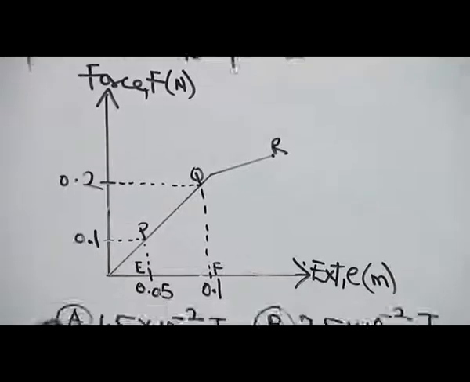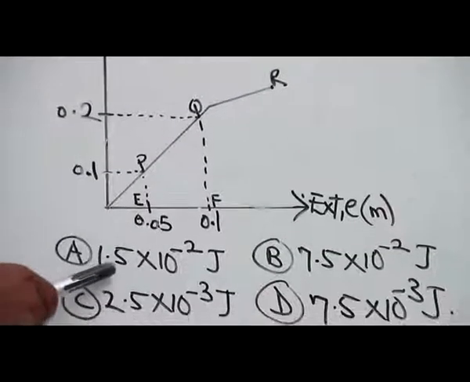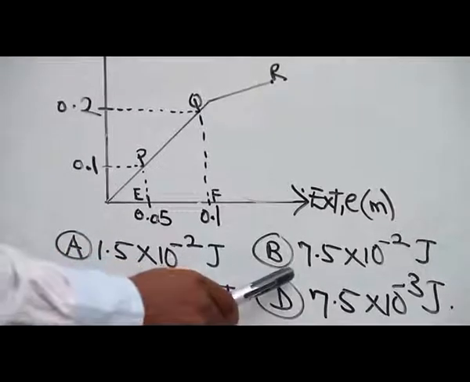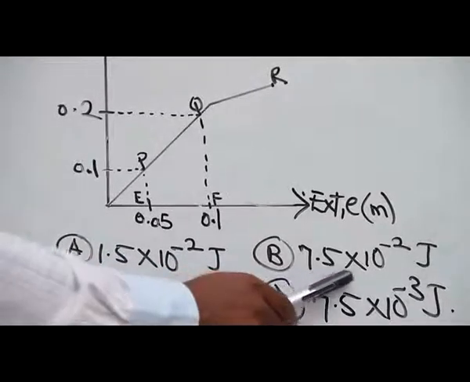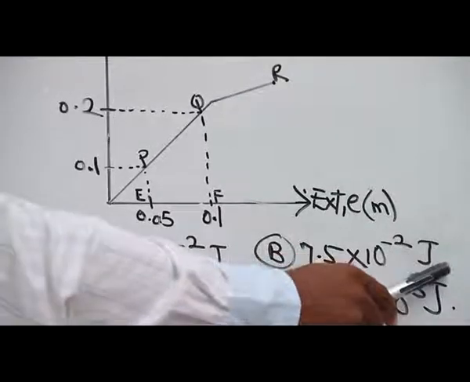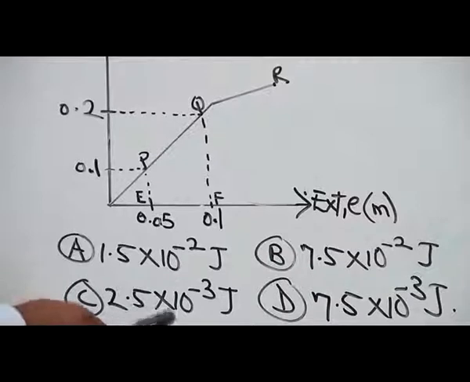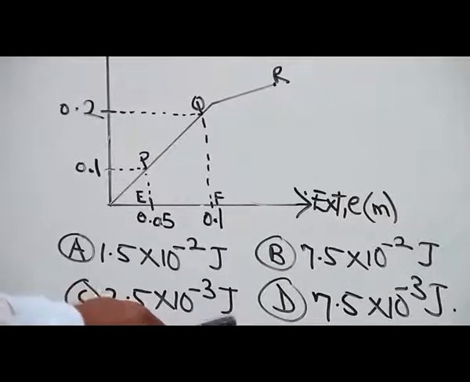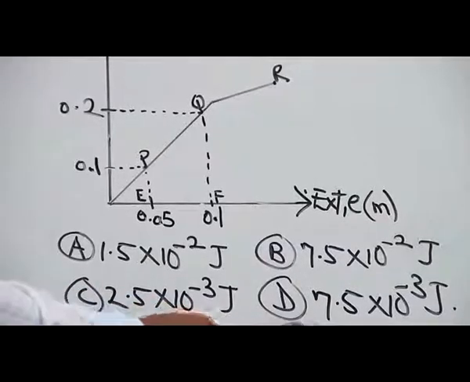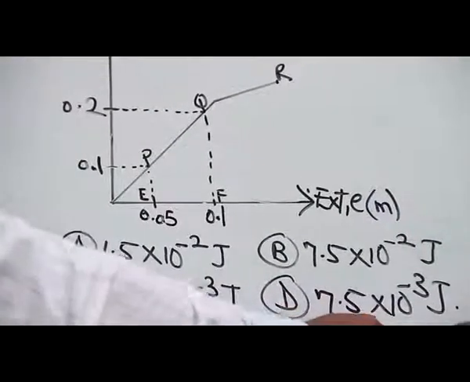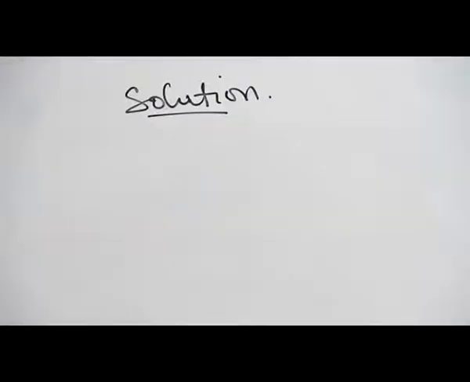Now, option A, 1.5 times 10 raised to power minus 2 joules. Option B, 7.5 times 10 raised to power minus 2 joules. Option C, 2.5 times 10 raised to power minus 3 joules. Option D, 7.5 times 10 raised to power minus 3 joules. The solution to example 2 is as follows.